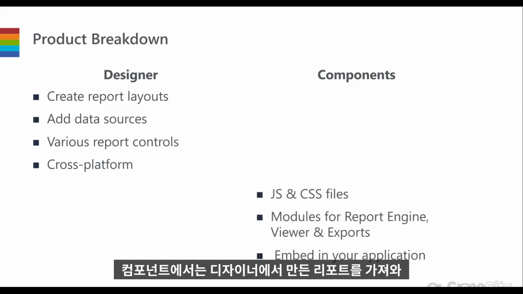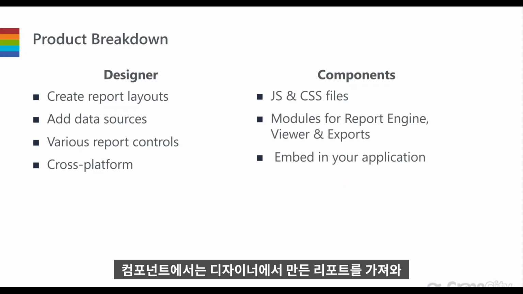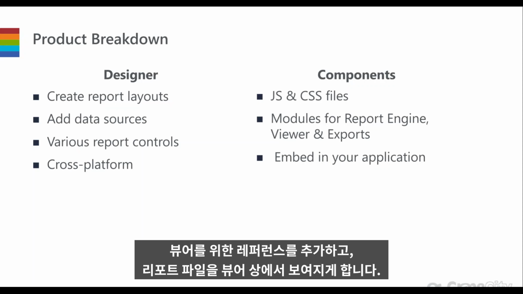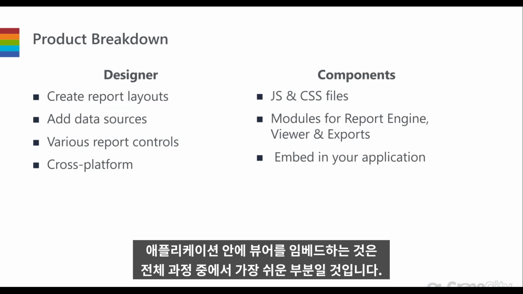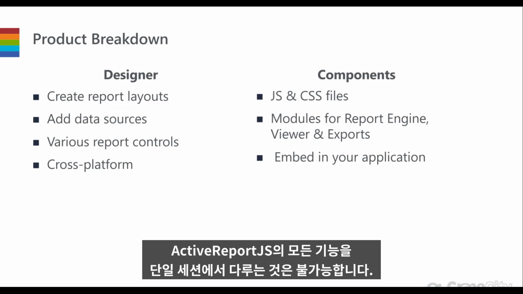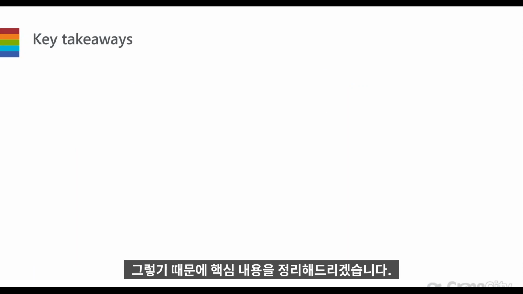Now, as far as the components go, we took the report that we created with the designer and used it in our application. So we just loaded some CSS and JS files and added references to those and just instantiated the viewer and added our report file in order to view it. So embedding it into your application was probably the easiest part of this whole process. But it's impossible to cover all of the features of ActiveReportJS in a single session. So here are some key takeaways for you to take with you.